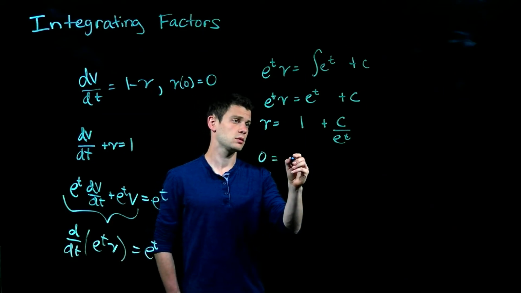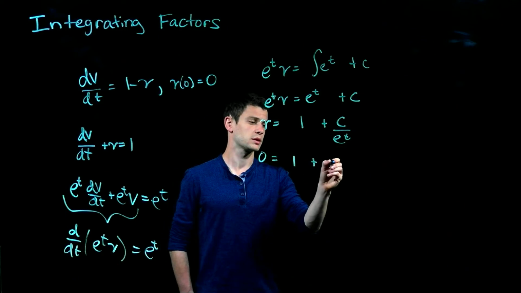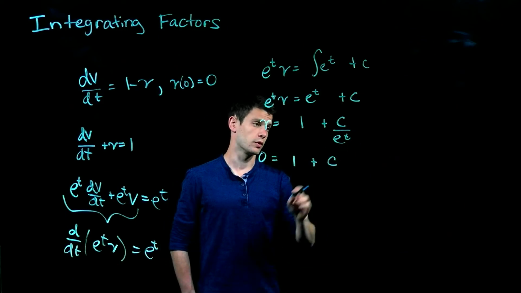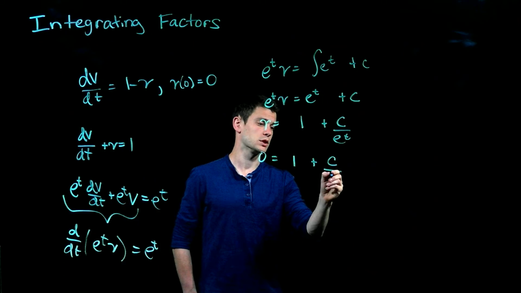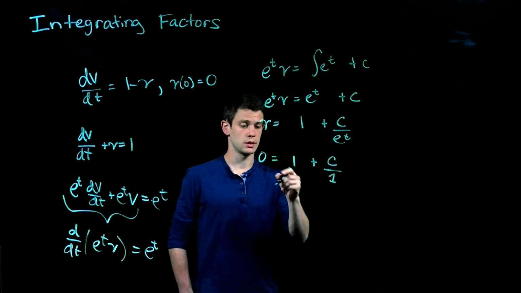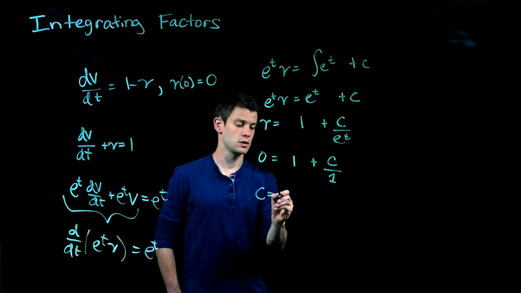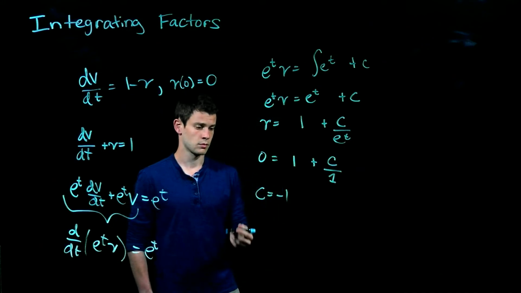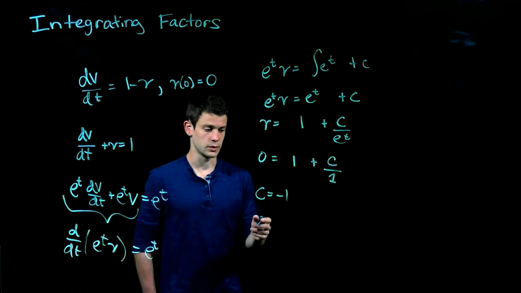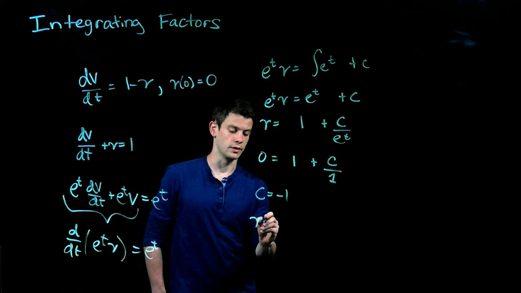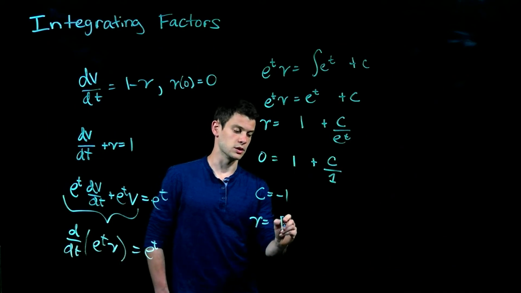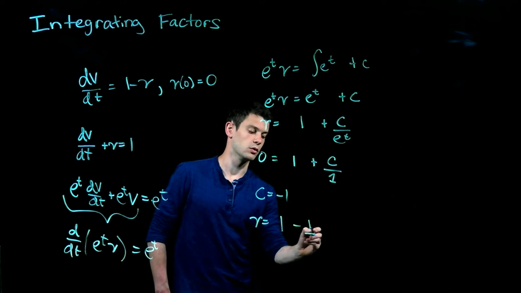Okay? So now all we have to do is plug in our initial condition, which gives us 0 is equal to 1 plus c over e to the 0, which is just over 1. So this means that c is equal to negative 1. Plugging back in for c, we see that the final solution to this problem is just 1 minus 1 over e to the t.